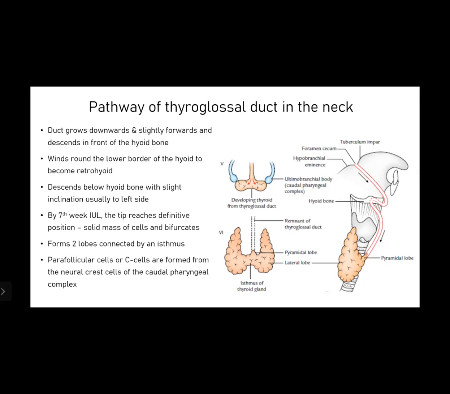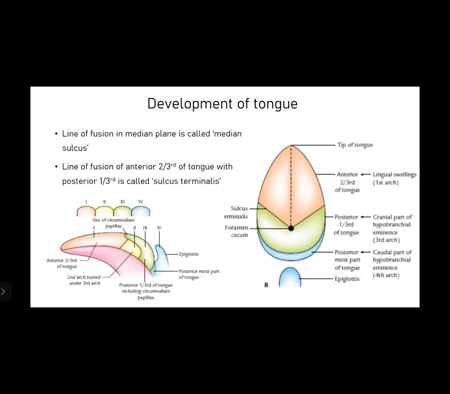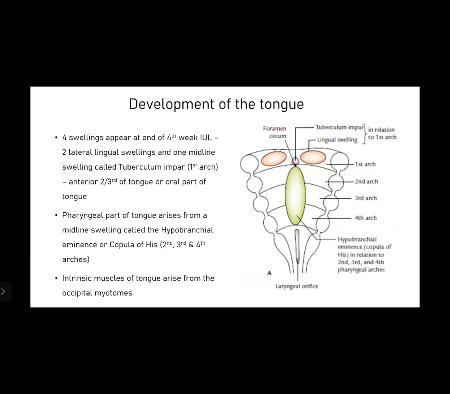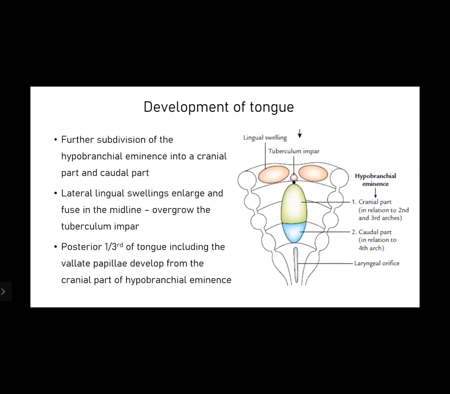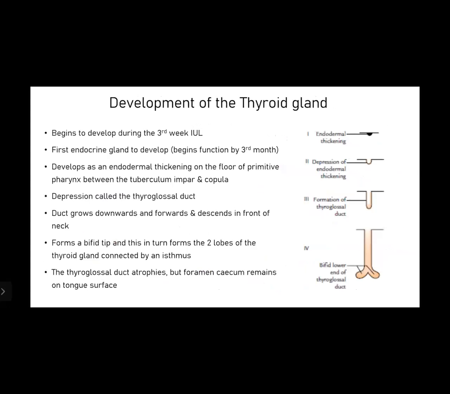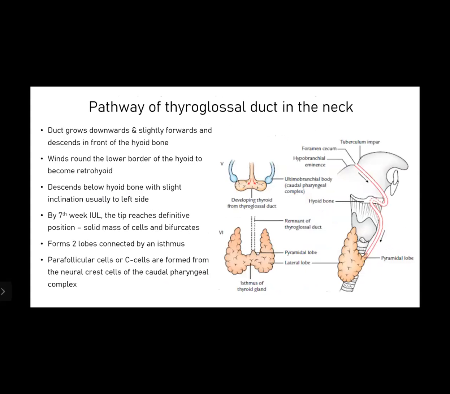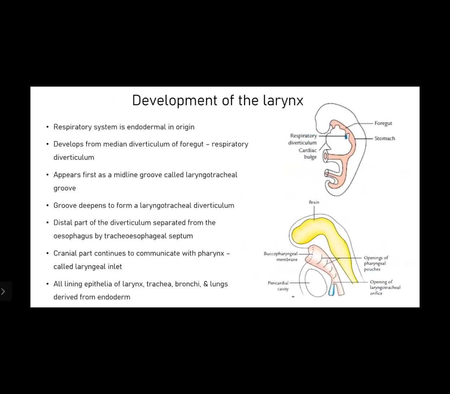Okay, so the parafollicular cells, or the C cells, which are responsible for the secretion of calcitonin, are formed from the neural crest cells of the caudal pharyngeal complex. You remember the caudal pharyngeal complex, that's the caudopharyngeal complex here. See that? The caudopharyngeal complex from the fourth pouch. So that's what forms the C cells, or the parafollicular cells. Okay, so I hope you've been able to follow that.